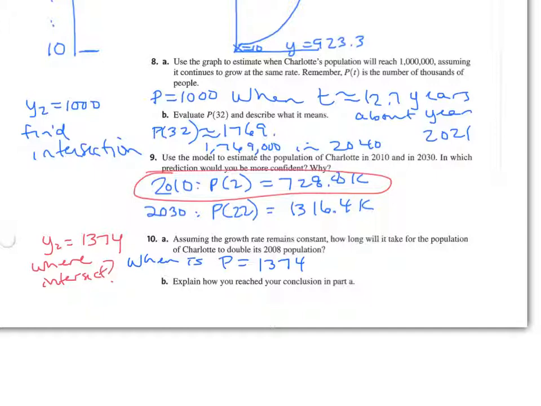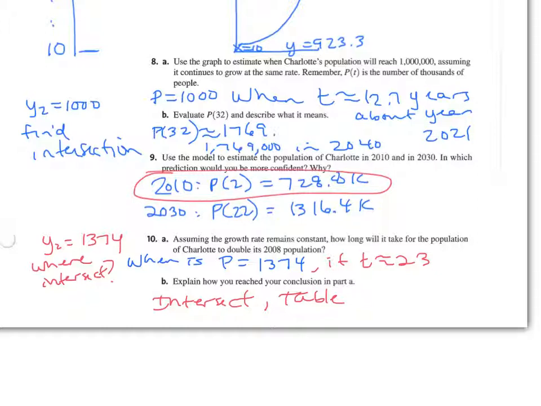Okay, you could scroll down your table and kind of narrow in where that happens, but this happens if T is about 23. Okay, so that's about 23 years past that initial. So again, you can use the intersect feature on the calculator or the table. You can trace it again, but you may not get right near 1374.